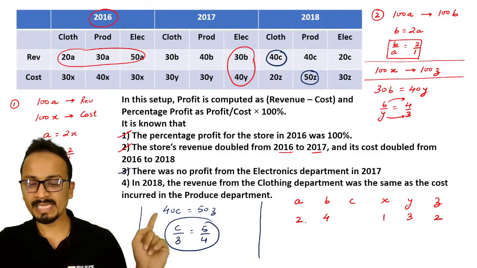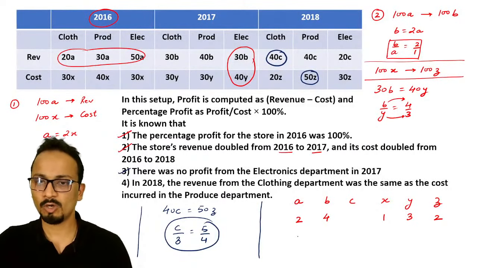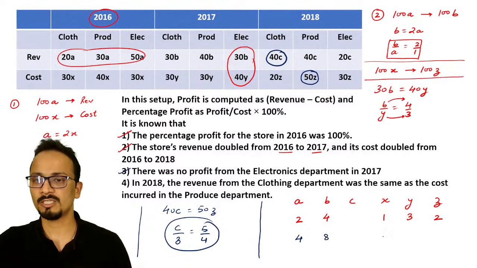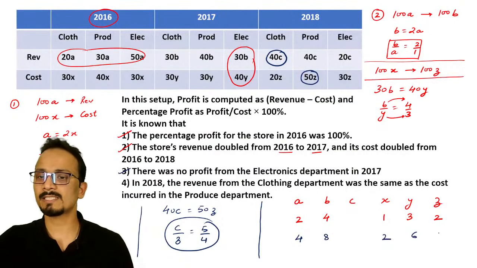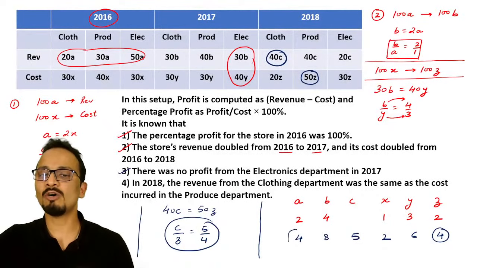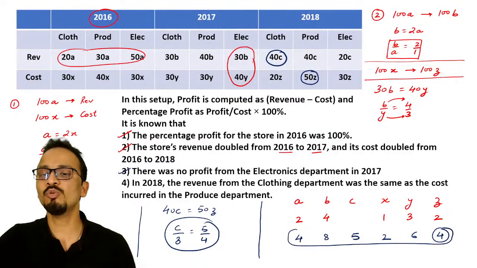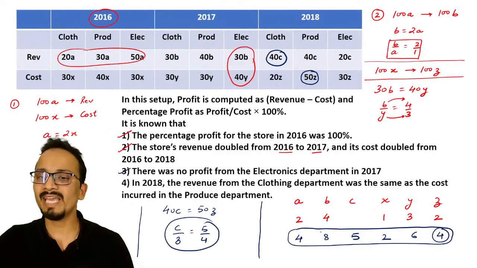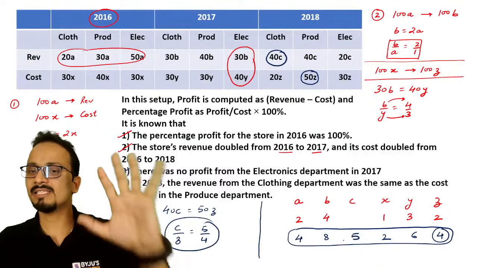So मैं क्या करूंगा, मैं इन सब values को double कर दूंगा. Okay, so let's double all these values. 4, 8, 2, 6 and 4. So now if the value of Z is 4, the value of C is 5. And now these are the final values that you can take for A, B, C, X, Y and Z.